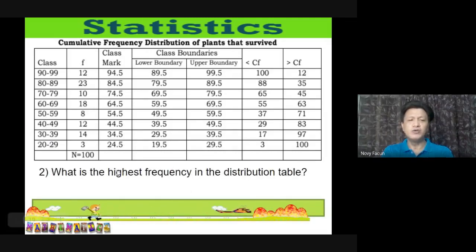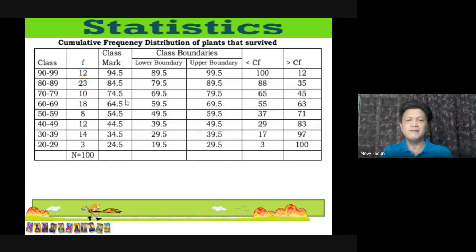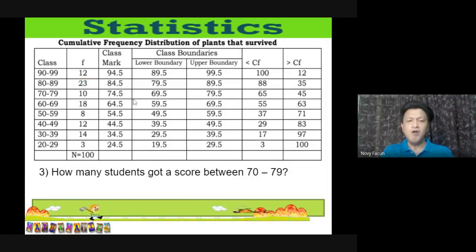Next, number two, what is the highest frequency in the distribution table? Siyempre, kung titignan mo dyan, ano yung marami nag-appear dyan. So, ibig sabihin, that is the highest. That is 23. Kaya yan yung sagot natin. Next, number three, how many students got a score between 70 to 79? Tignan natin dyan. Ilang student ba nakakuha dyan? Yun yung frequency, tignan mo. Kaya that is 10. Yan na yung sagot natin.